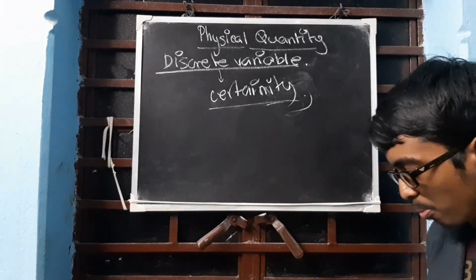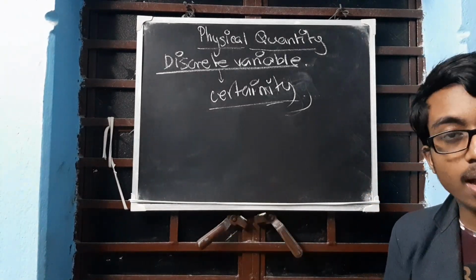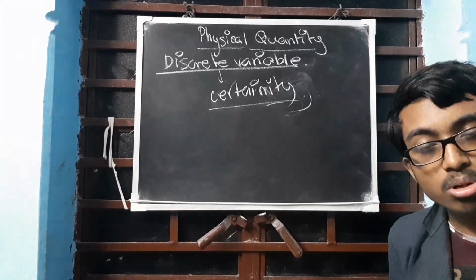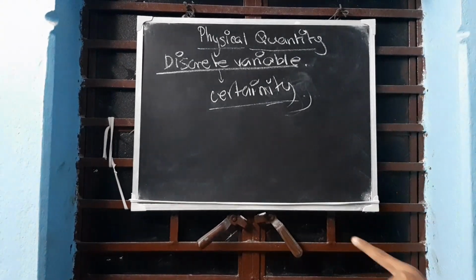Suppose I have here two chalks. I am certain I have two chalks. Definitely there are not many more chalks because I can see two chalks are there. So I am certain. So this is a discrete variable.